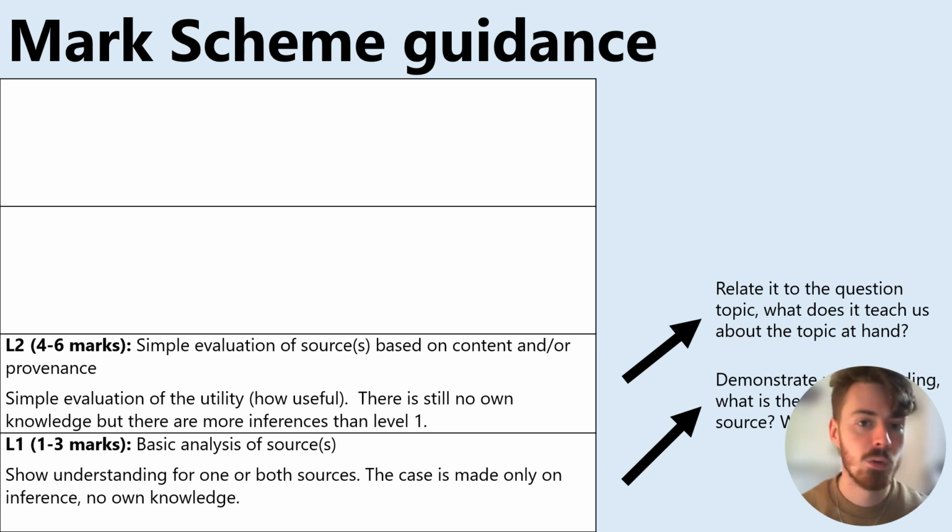Be aware, level 1 and level 2 are not for anything more than one source. So you can get 6 marks out of 12 by only analysing one of the 2 sources with nothing else provided.